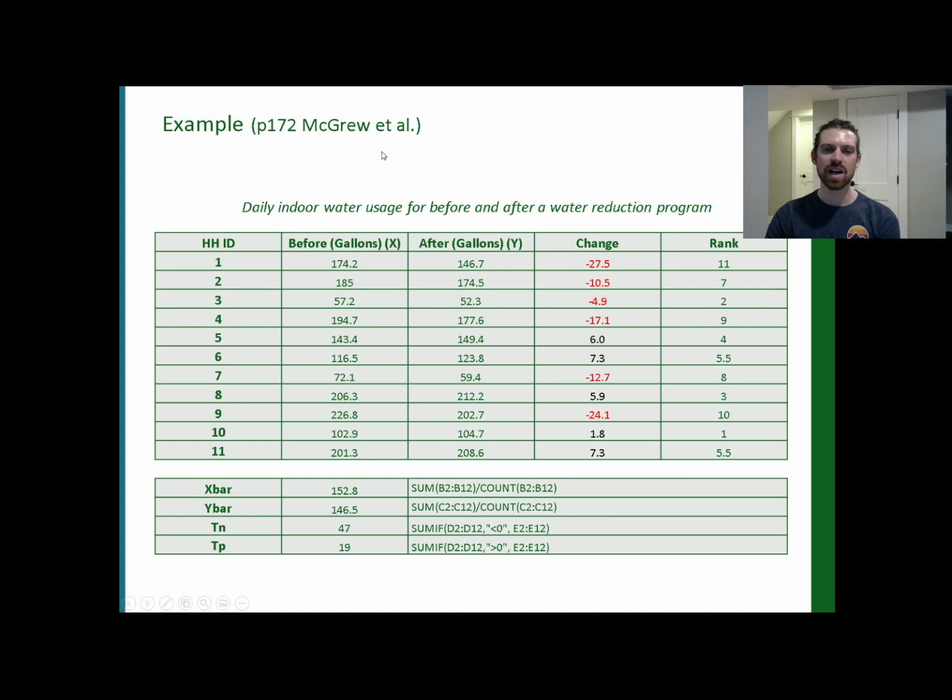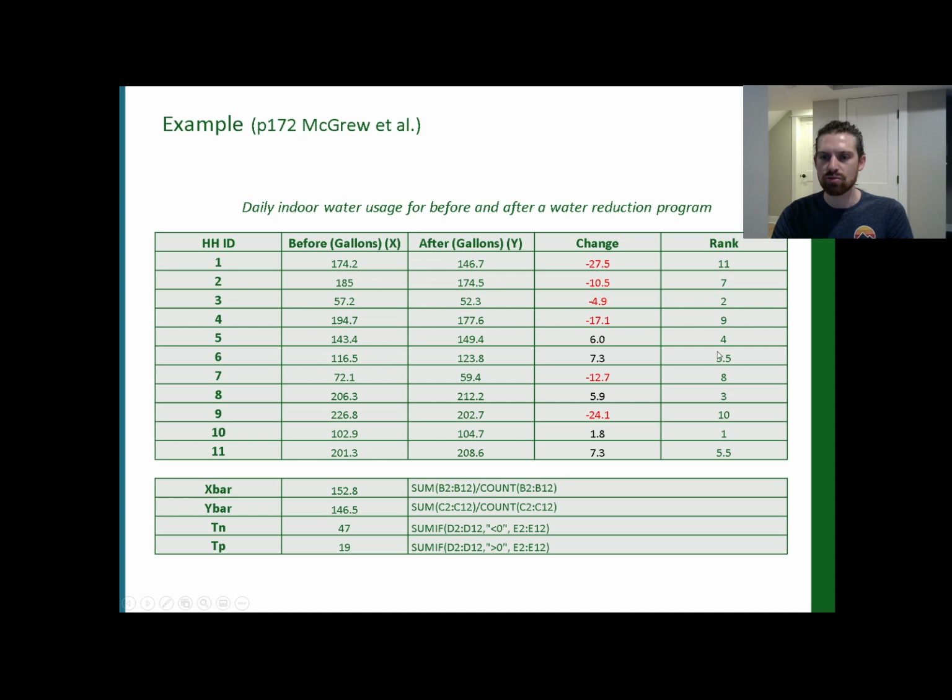So in McGrew et al, there's this example on page 172, which covers the daily indoor water usage before and after a water reduction program. And we have all of these household IDs here on the left-hand side for these 11 families, and we have the number of gallons of water that were used by the households before the water reduction program and the number after. And then we can calculate the change between these two values here.